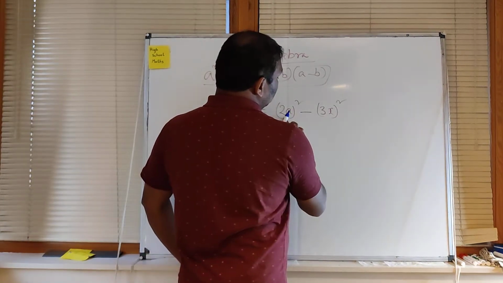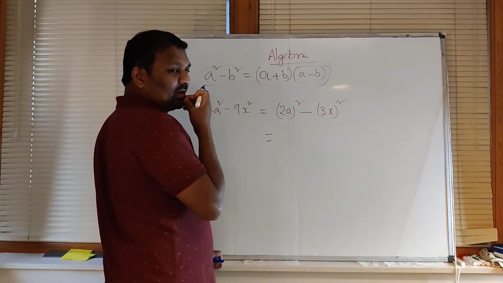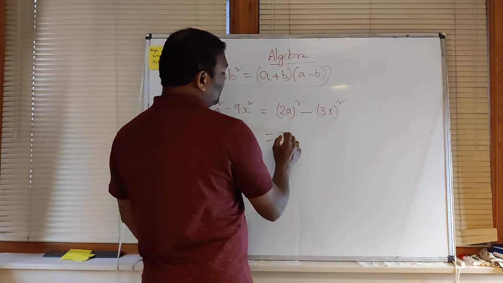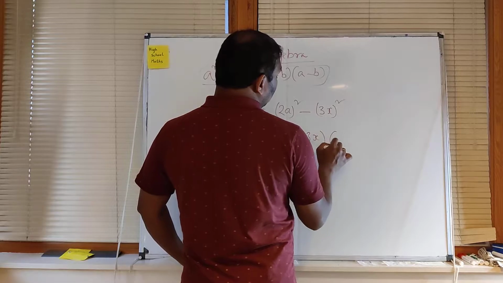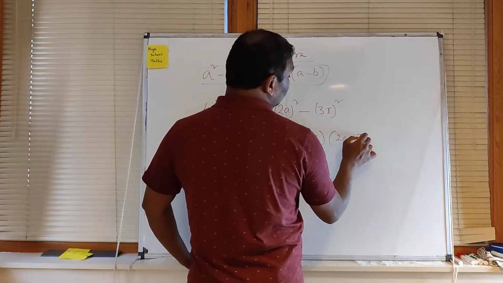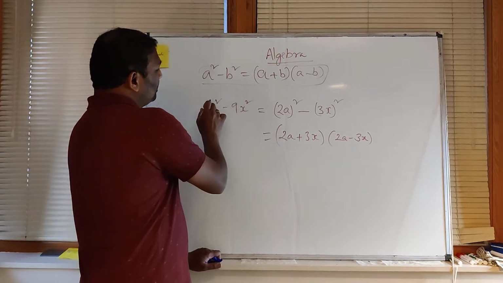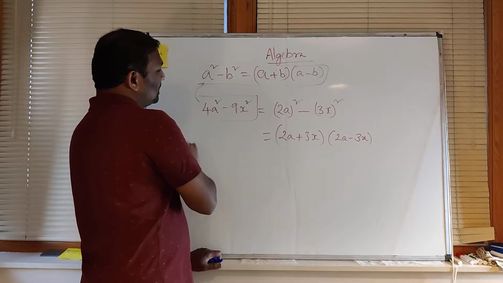So the factors are easy: a plus b. You tell me, what are the factors? 2a plus 3x, this is one factor. And 2a minus 3x, this is another factor. This is how you have to bring this one into this format.